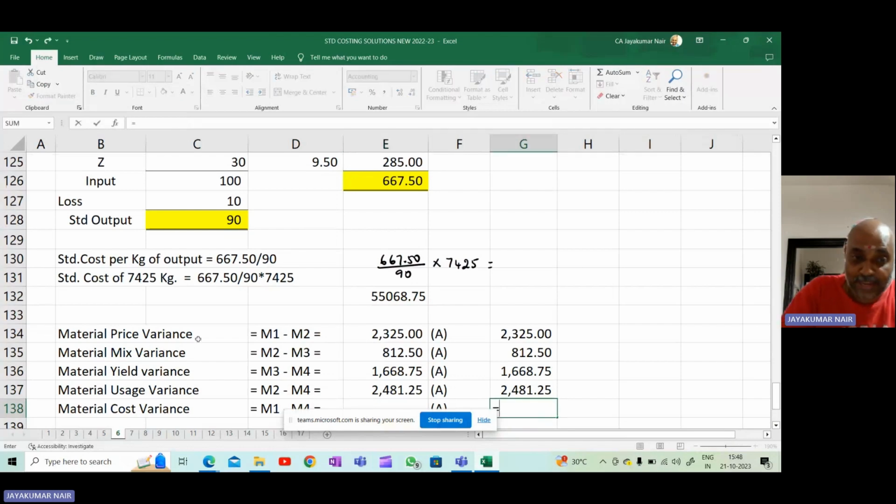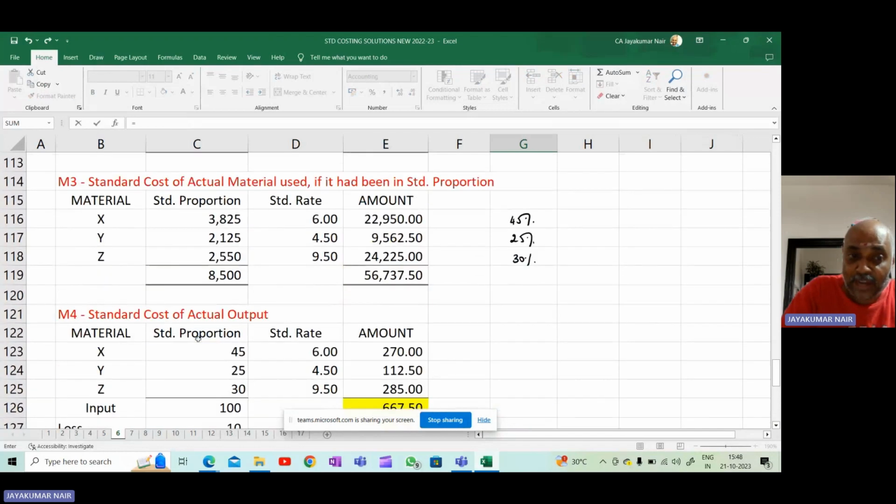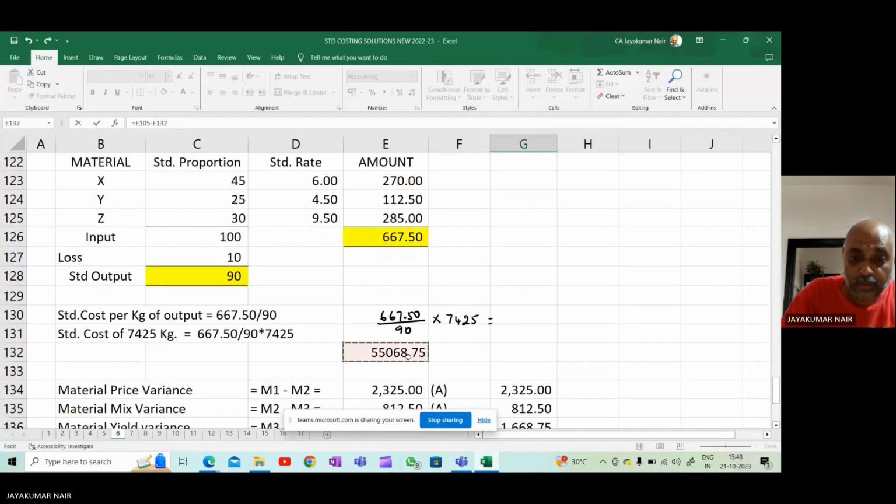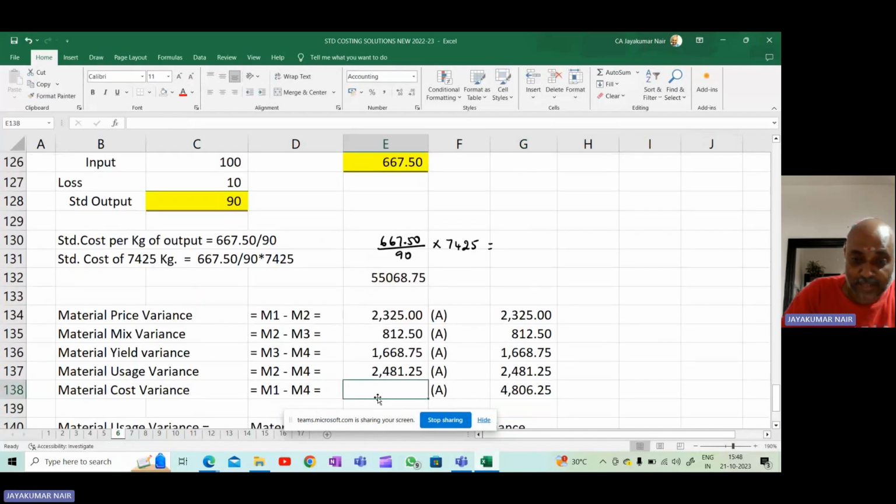And what is cost variance? Cost variance is M1 minus M4. M1 minus M4 will give you the cost variance. So 4,806.25 adverse, all are adverse.